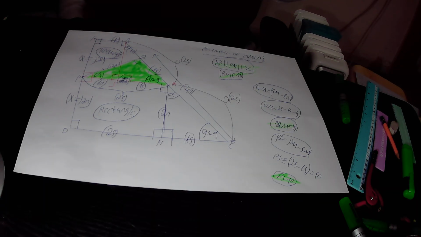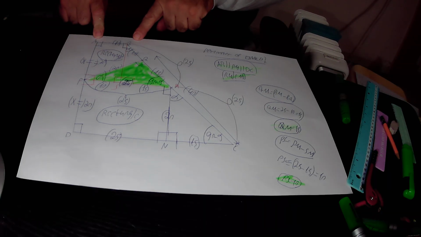So we found out all three side lengths of this quadrilateral ABCD. The only missing side that is left to find is this side AB.